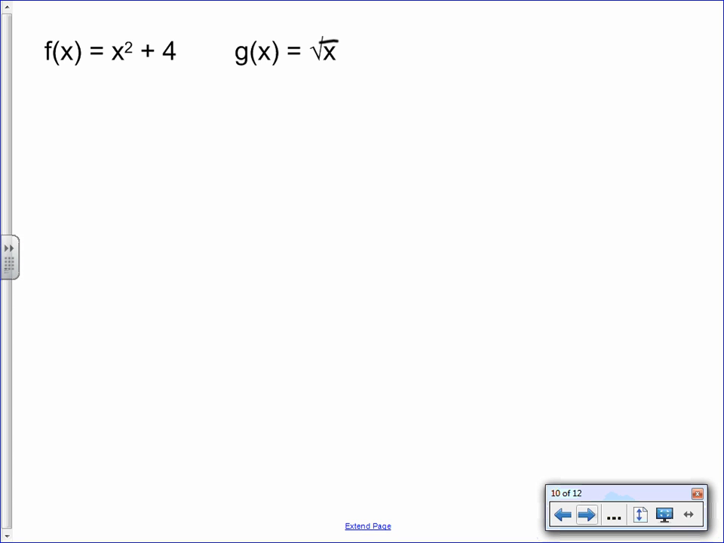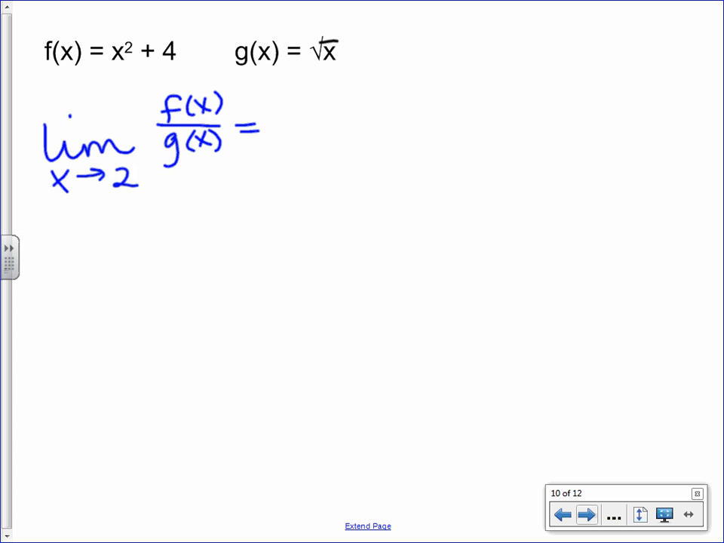Okay, so I would like, first of all, what is the limit as x approaches 2 of f of x over g of x? How do we do this? You plug in the function? Okay. We can do each of these limits separately, correct?